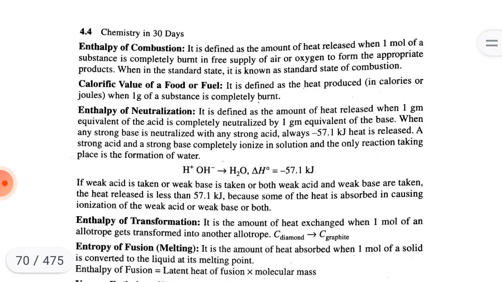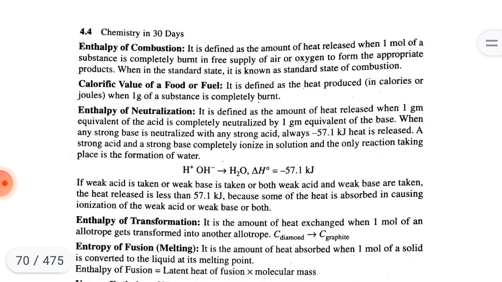Enthalpy of neutralization. It is defined as the amount of heat released when 1 gram equivalent of the acid is completely neutralized by 1 gram equivalent of the base. When any strong base is neutralized with any strong acid, always minus 57.1 kilojoules of heat is released. A strong acid and a strong base completely ionize in solution, and the only reaction taking place is the formation of water. H plus plus OH minus gives water. Delta H degree equals minus 57.1 kilojoules.